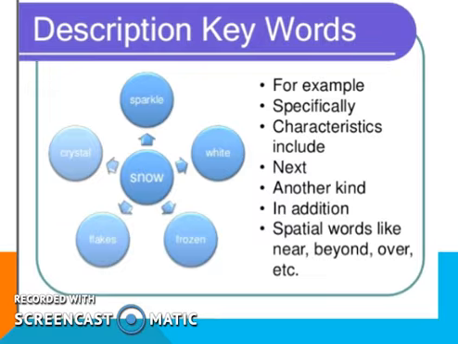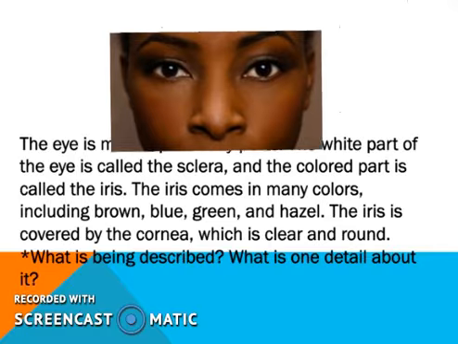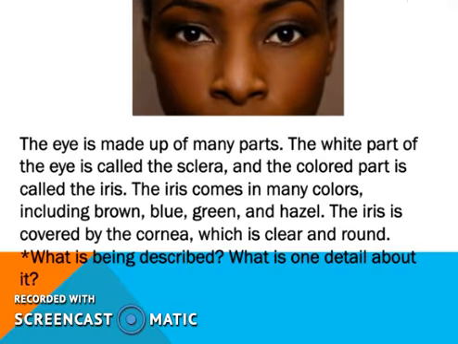Description or descriptive text is our 5th type of text structure. This uses adjectives to describe a setting, typically in nature. Here's an example. The eye is made up of many parts. The white part of the eye is called the sclera, and the colored part is called the iris. The iris comes in many colors, including brown, blue, green, and hazel. The iris is covered by the cornea, which is clear and round.